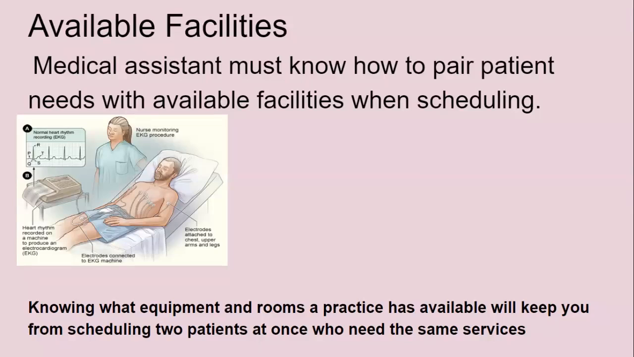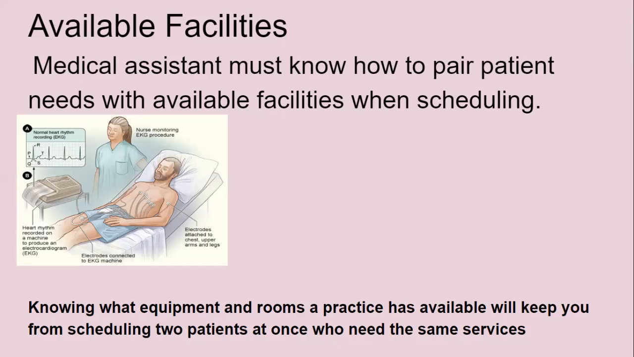Okay, now we need to talk about available facilities. A medical assistant must know how to pair patient needs with available facilities when scheduling. Knowing what equipment and rooms a practice has available will keep you from scheduling 2 patients at once who need the same services. I'm just going to give an example. Imagine if you are a cardiology clinic and almost every patient that comes in needs an EKG, but you only have 1 machine. You have to stagger your patients enough that whenever they come in, they're going to be able to use that machine.